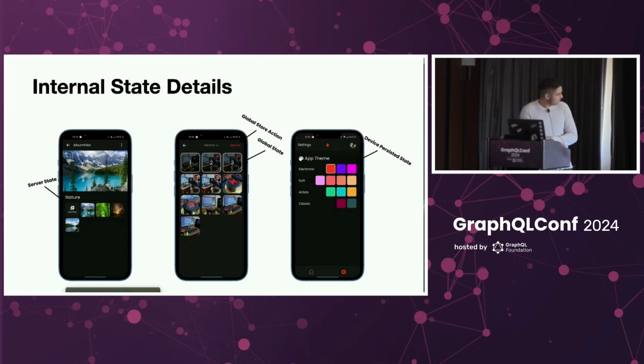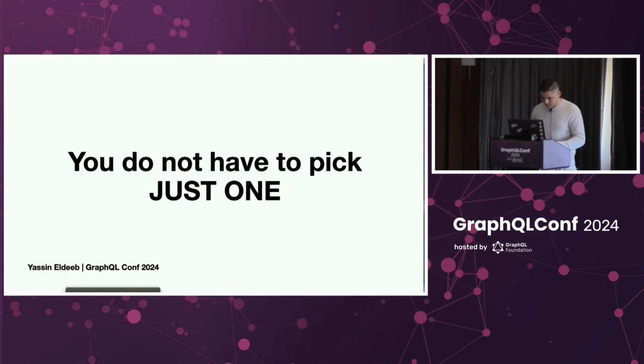So you have server state, which is just the list of pictures. I've got a global store action, which is the upload button. When you click it, there is an action that is triggered. You've got a global state, which is what is storing the selected images in your application. And you've got the device persisted state, which is local state, but it's stored on the device cache store and is retrieved offline without any remote access. Let's go to the next slide.